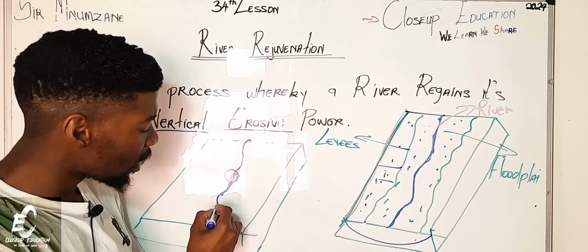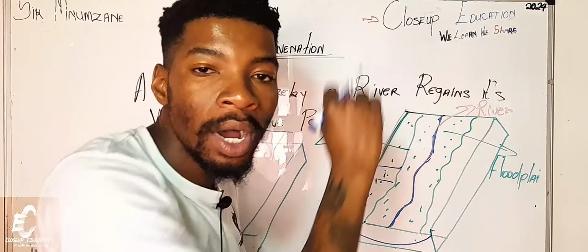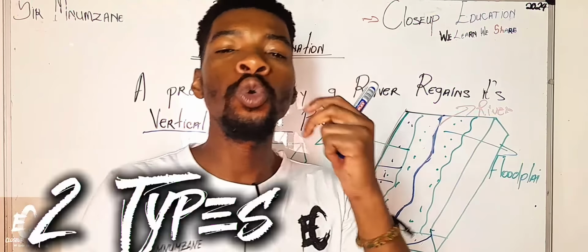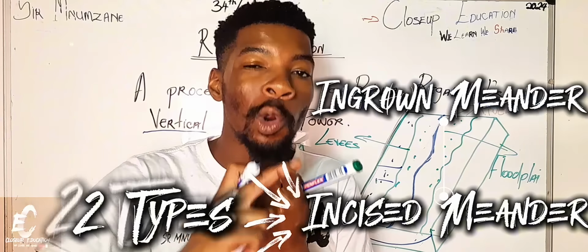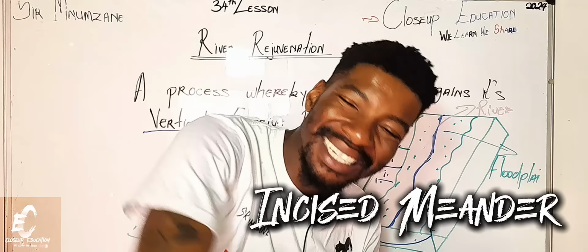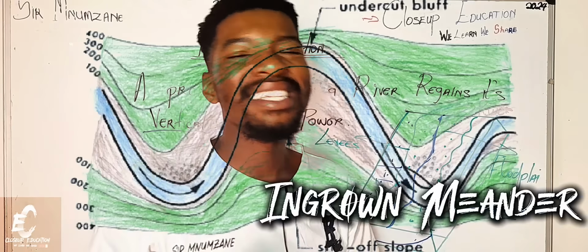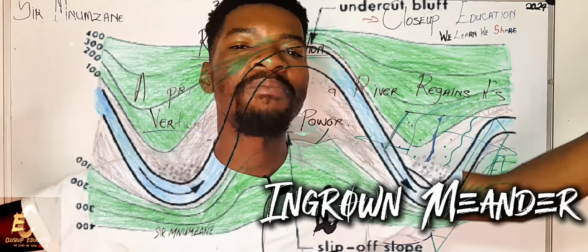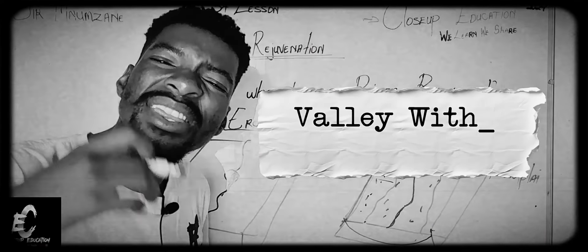This water meandering will continue. Does it mean that when there's river rejuvenation, the meandering will be squashed? No, but then the meandering will be worse. We'll have two kinds of meandering. We'll have incised or ingrown meanders, right? Which is the incised? It is the cutting deep, a meander that is cutting deep through, right? And then the ingrown, it is the meander that is cutting laterally, right? That is opening too much space on the side. So what will happen is that we will have a valley within a valley.